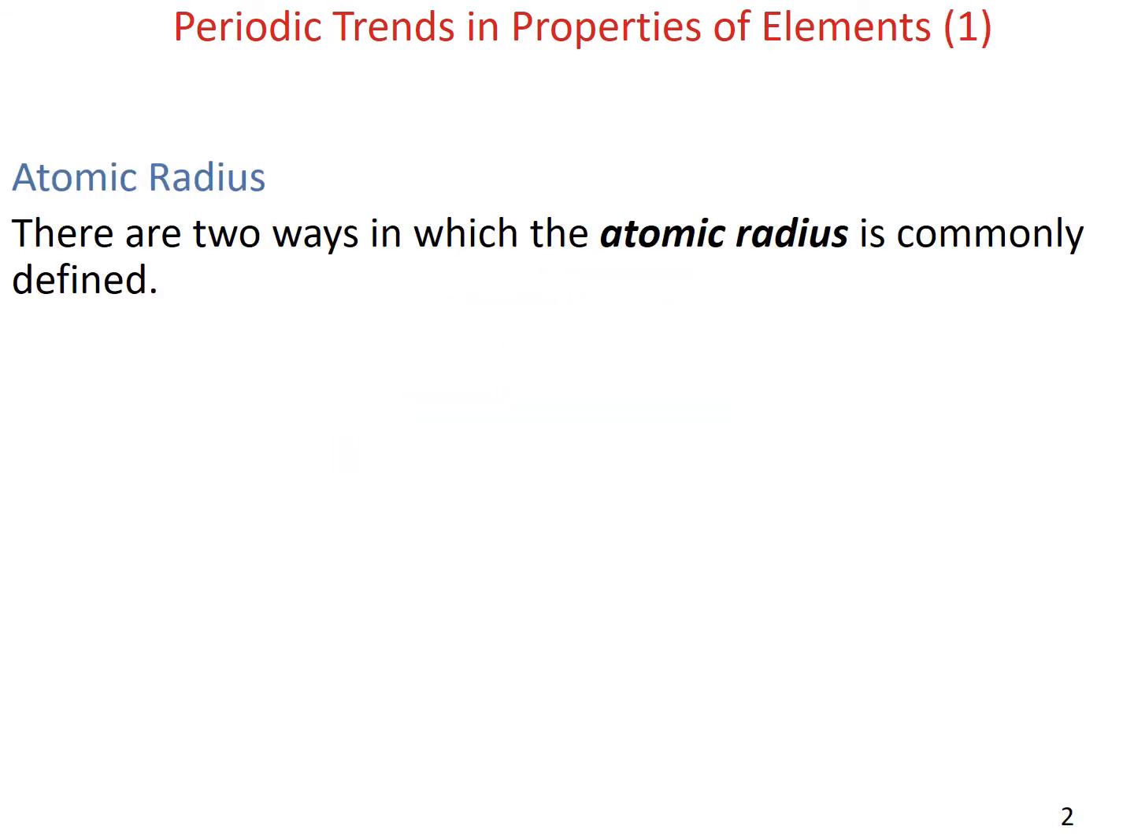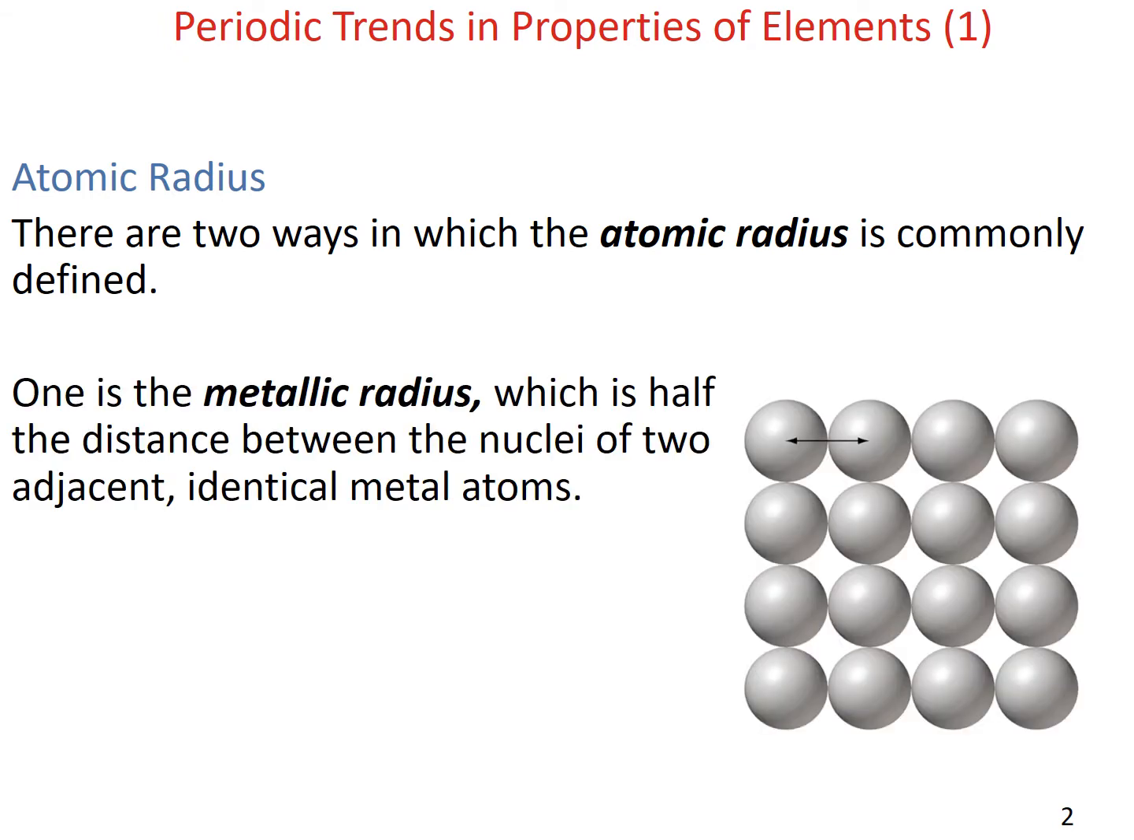So starting with atomic radius, there's a few ways that we can measure atomic radius, defined in two different ways. One is a metallic radius, half the distance between two nuclei in two adjacent identical metal atoms. So in just a metallic solid, we can measure nucleus to nucleus, divide that by 2, and that would be what we call the metallic radius, and that would be an atomic radius of a metal atom.